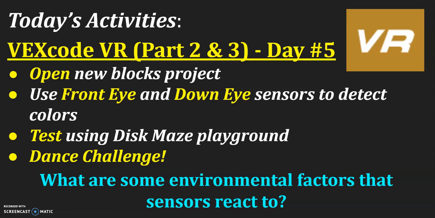All right, 8th graders, it is day 5 of our VEXcode VR parts 2 and 3 activities. Today, as you can see on your screen, we are going to open a new blocks project. We are going to create a code that actually recognizes colors by using the front eye and the down eye sensors. If you remember those from day 2 when we labeled our robot and the sensors that it has, 2 of those sensors are the front eye and the down eye, and those actually detect color. We're going to test it out using the Disc Maze Playground today.